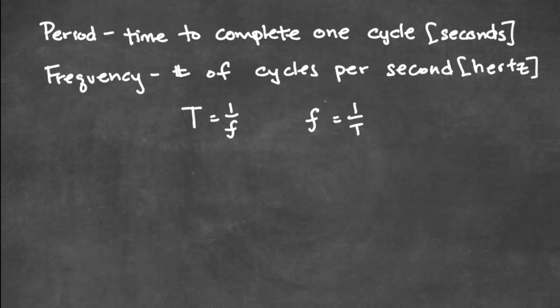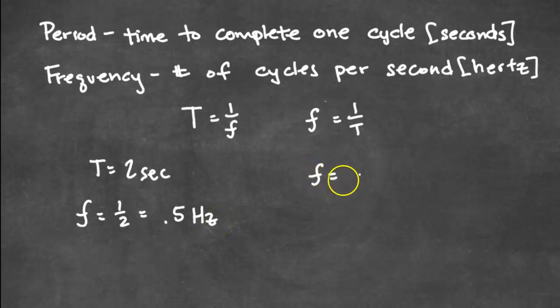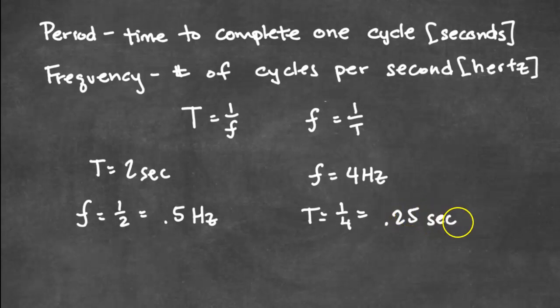We'll take a look at some example problems. Let's say that the period were 2 seconds. This is the time to make one complete wave. So the frequency would be 1 over 2, or 0.5 hertz. Let's say that we're given the frequency. The frequency was 4 hertz, and we want to find the period. The period would be 1 over 4, or we could say 0.25 seconds.